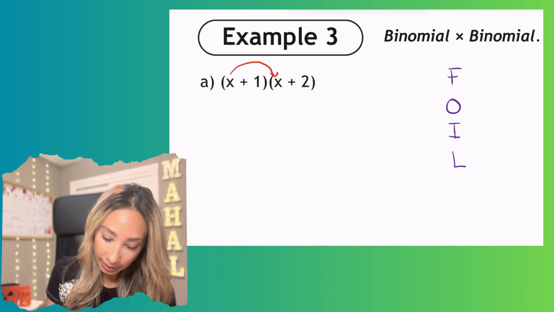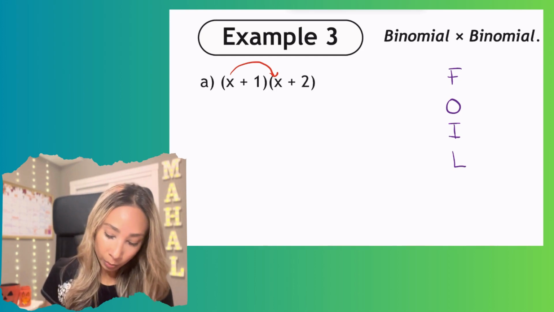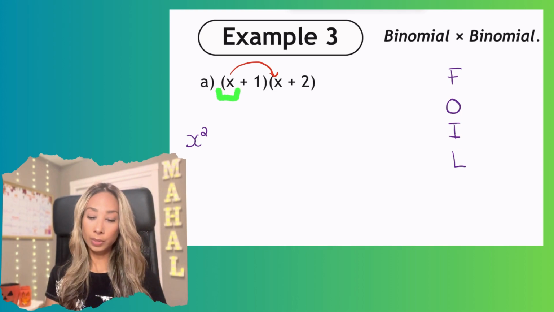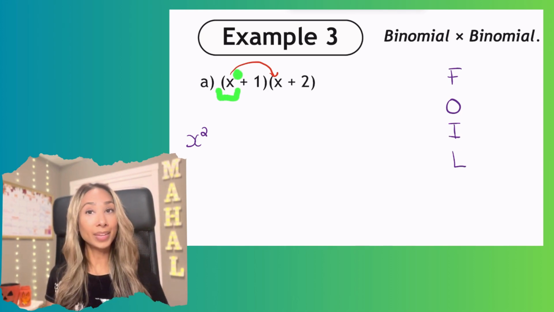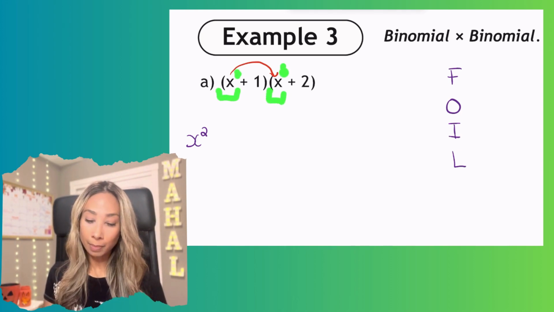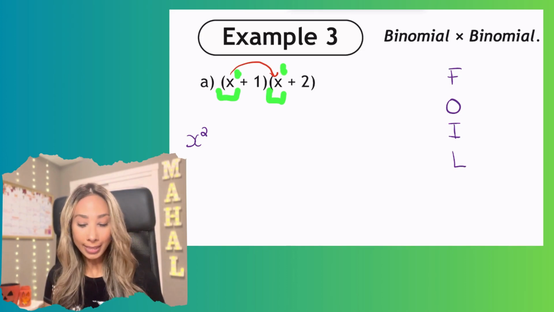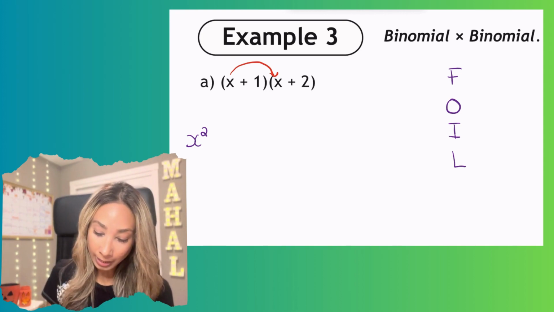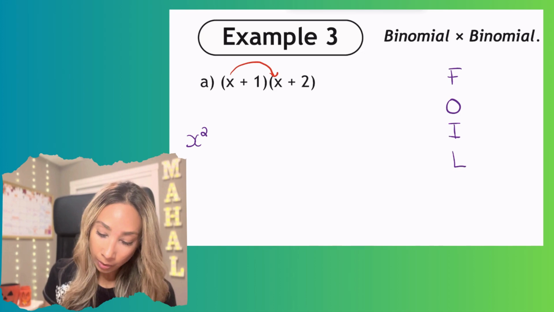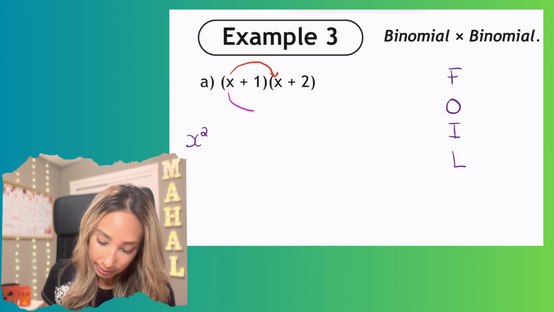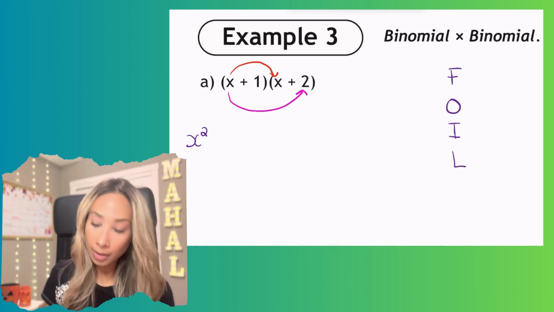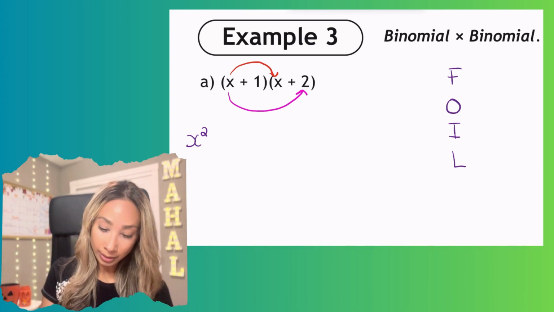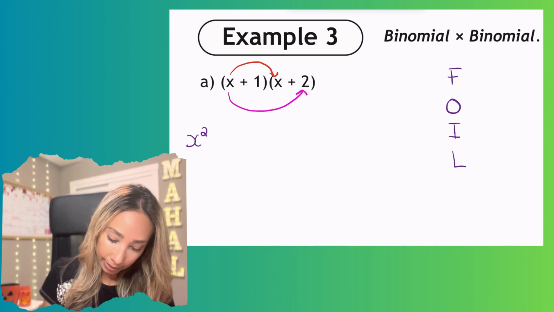That is going to leave me with x times x, which we know is x squared. The reason it's x squared is we're taking a variable with an exponent of 1, with the same base, times the same thing. So we can add the exponents, and that's going to leave us with an exponent of 2. The next part of FOIL is the outside. So I'm going to look at x times 2. Those are the terms on the outside of each bracket. So x times 2 is going to leave me with 2x.